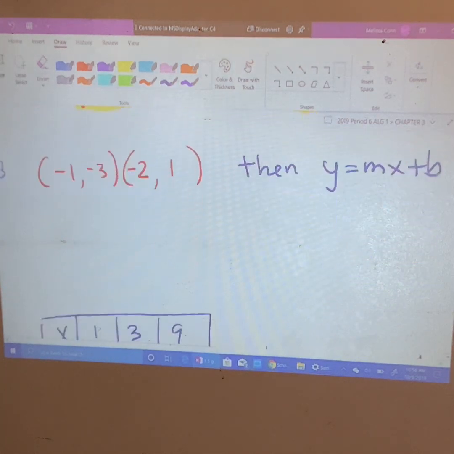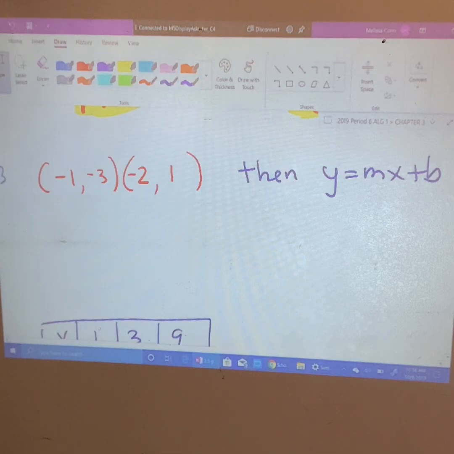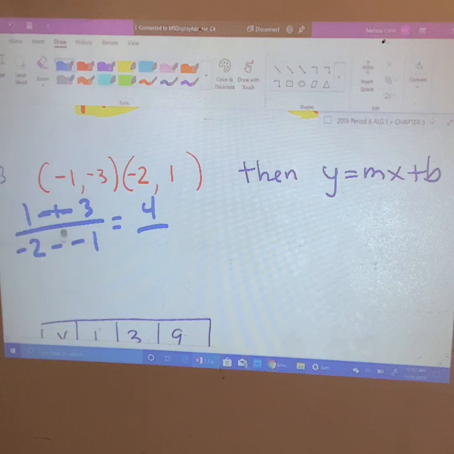Number 3. Here's 2 ordered pairs. Again, let's write the equation. Let's find the slope. I'm going to call it the constant this time. Let's find the constant. It's the same thing. Okay, here we go. 1 minus negative 3 over negative 2 minus negative 1. I see a double negative on top, so this is really 1 plus 3, which is 4. I see a double negative on the bottom. That's really plus, so it's negative 2 plus 1, which is negative 1. I'm going to float my negative to the top, so my slope is really negative 4. I'm going to hang on to that.